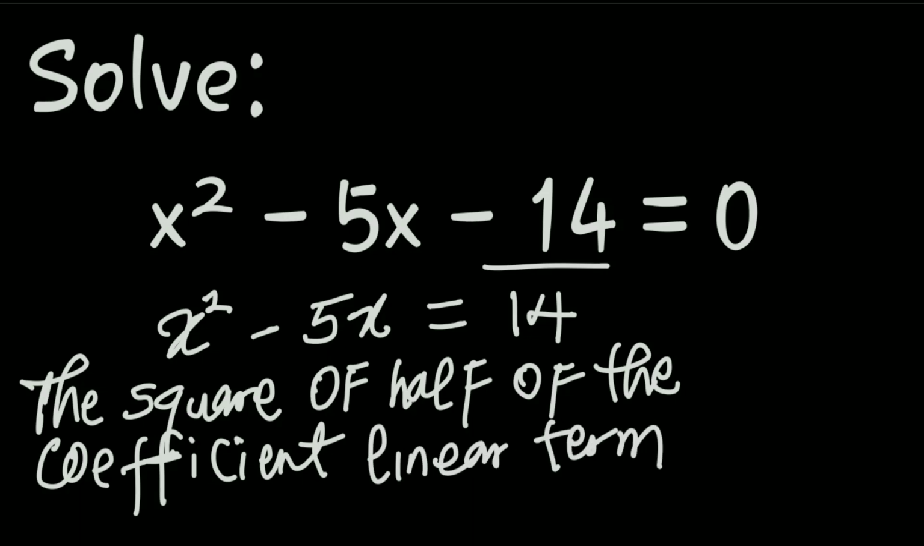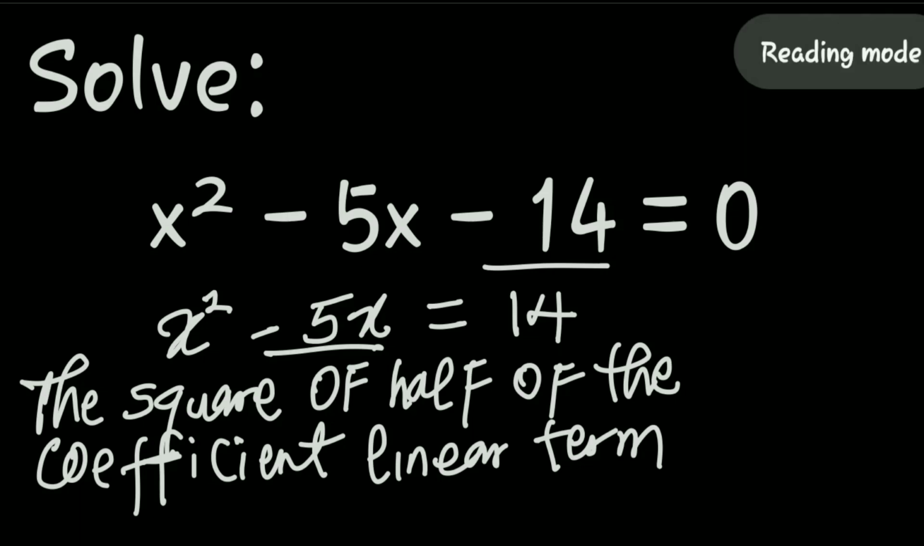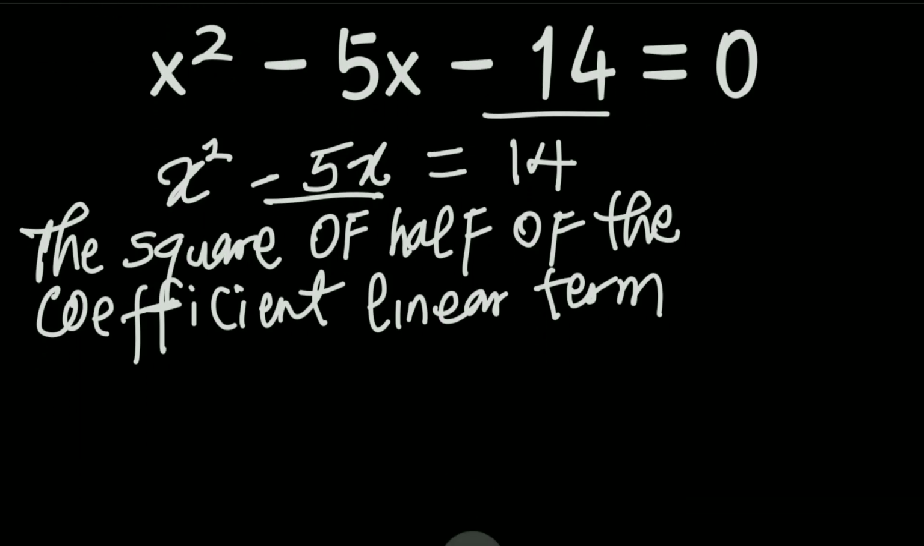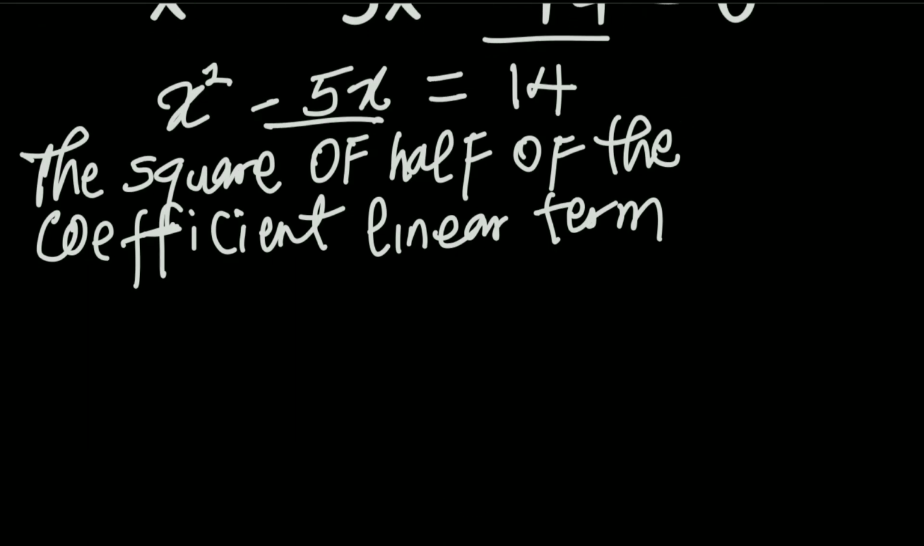And so, the problem now is, what is the linear term? The linear term is minus 5x. So, to make this expression a perfect square, we add the square of half of the coefficient of the linear term. The coefficient of x here is minus 5. So, we find the square of half of that.